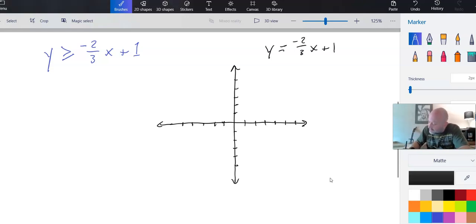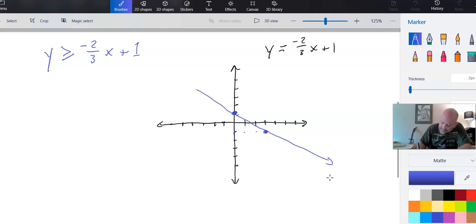Let's graph this line first. We'll graph this in blue. I have a y-intercept at 1, and then a slope of negative 2/3. So that means I count down 2 for the negative 2, and then to the right 3 for the positive 3. That's how I generate my second point. If I connect the dots, it would look something like this, a little shaky, but reasonably straight. So we end up with our line here.